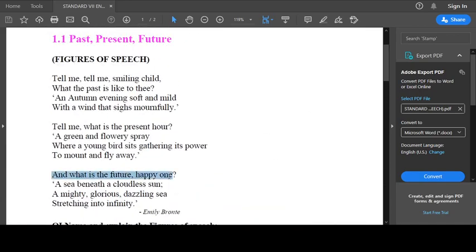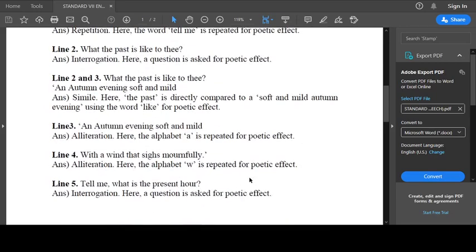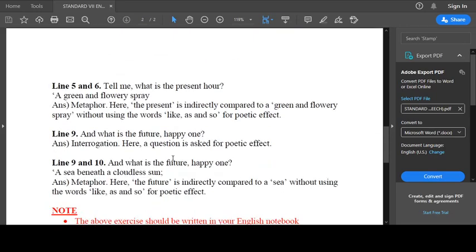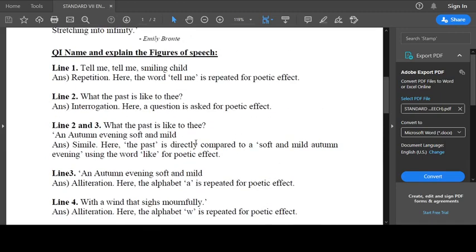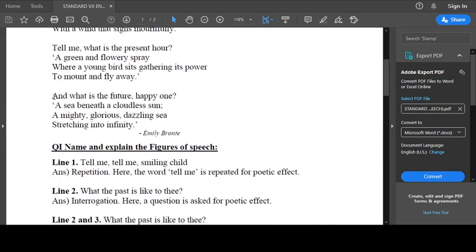And what is the future, happy one? Again at the end, what's there? There's a question mark. So which figure of speech is it? Interrogation. Why? Because here a question is asked for poetic effect. And we'll see the last figure of speech, that is lines number 9 and 10.